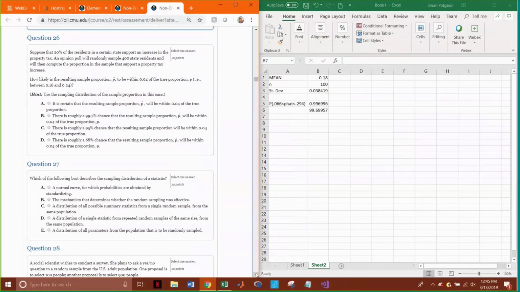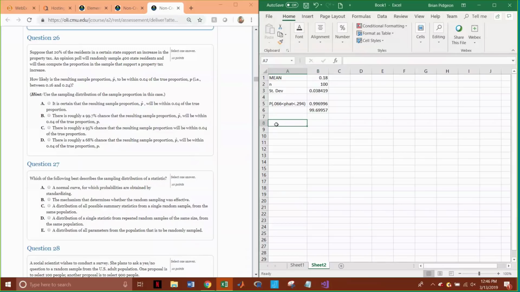Suppose that 20% of the residents in a certain state support an increase in the property tax. An opinion poll will randomly sample 400 state residents and will then compute the proportion of the sample that support a property tax increase. How likely is the resulting sample proportion to be within 0.04 of the true proportion? So, we just need to see how many standard deviations away from the mean 0.04 is.